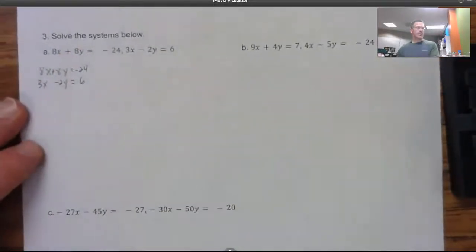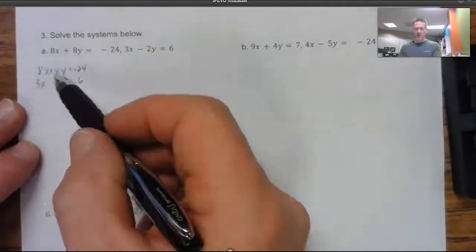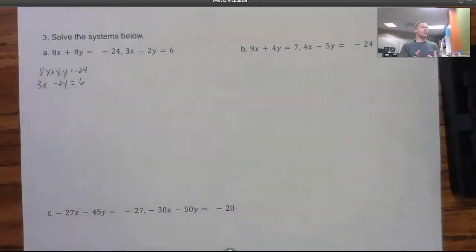Let me get this back in focus for you. The first thing I'm going to look for is whether I have natural opposites among my variables. Well, 8 and 3 are not opposites, and 8 and -2 are not opposites. So now I have to make one of the pairs of variables opposites. And once again, it does not matter whether you pick the x's or the y's to make opposites; it'll give you the same answer in the end.